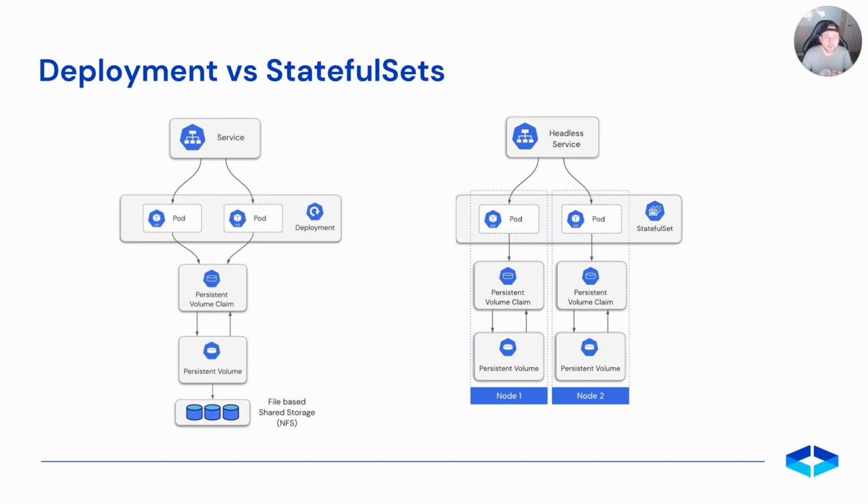So for example, if pod 3 is deleted, the StatefulSet controller will make sure to recreate the same pod 3 with the exact same identity. It will be reachable using the same FQDN, although the IP will be different.